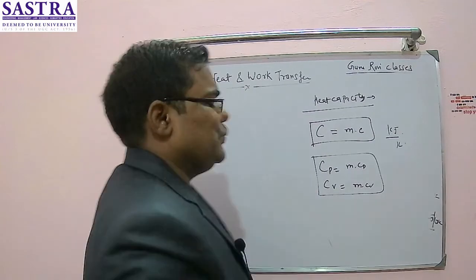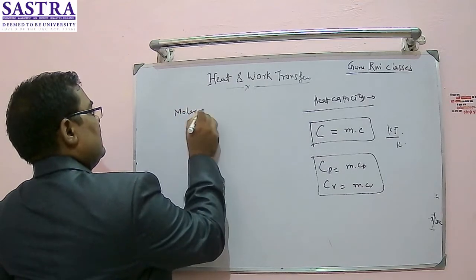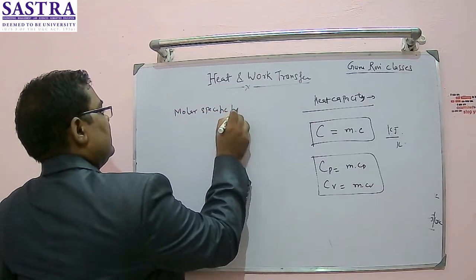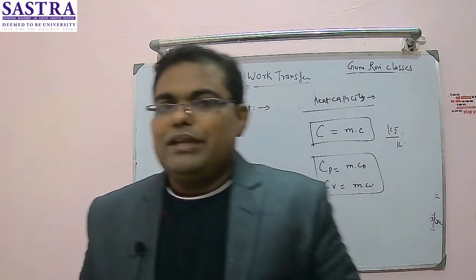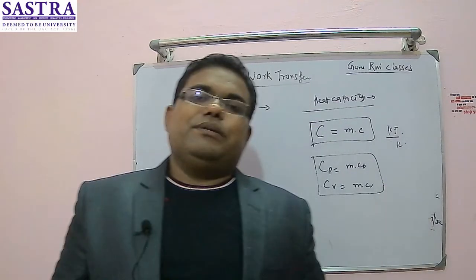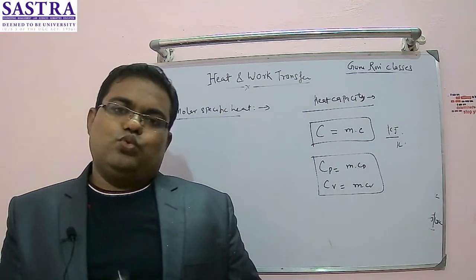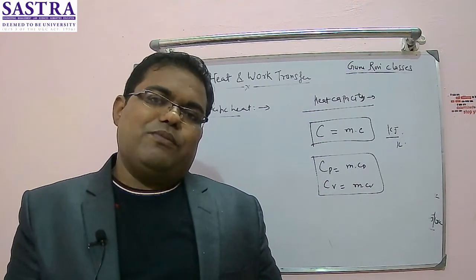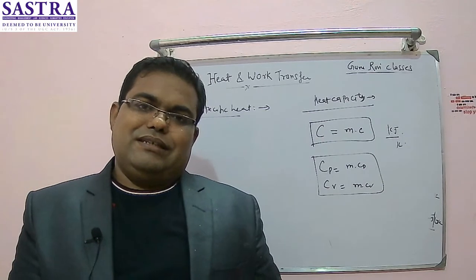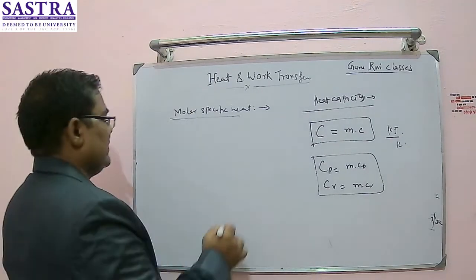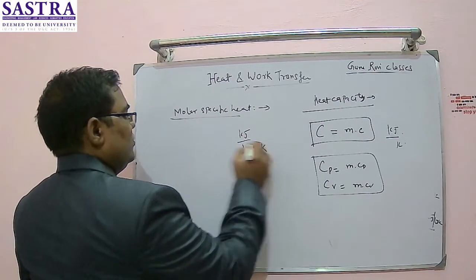Sometimes they used to ask, what is molar specific heat. Here we were defining specific heat based on the mass in kilogram. Here we have to define based on the mole. So molar specific heat will be defined as the amount of heat transfer to raise the temperature of a unit mole of a substance by unit rise in temperature. And the unit for this molar specific heat will be kilojoule per kilomole K.